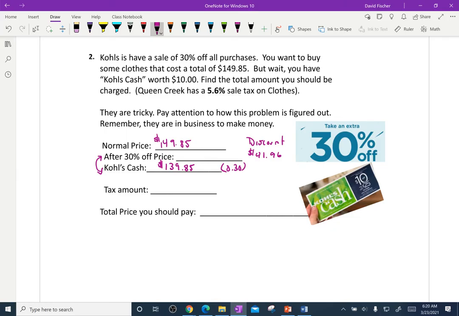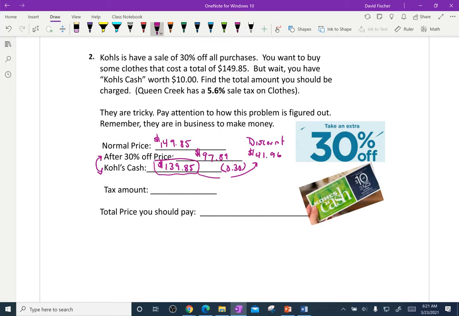Okay, so now keeping track of your work here. I'm really paying this much after my Kohl's Cash. I get this much of a discount. A discount means I want to subtract it. So let's take that 139.85 and subtract that $41.96, and now the total amount that I need to pay tax on is $97.89.